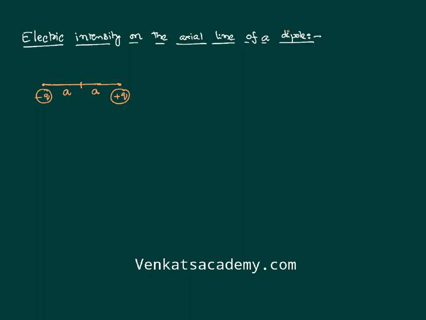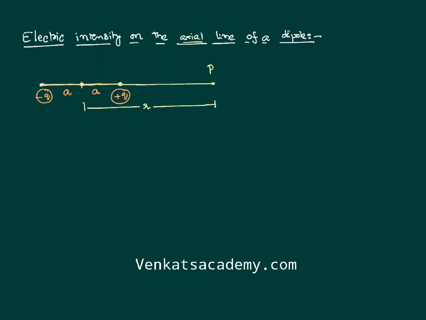Now, I would like to talk about a term called the axial line. The axial line is nothing but a line passing through the charges as well as the center of the dipole. If I draw a line like this, it could be called an axial line. On this axial line, say at a point P, I want to calculate the electric field intensity. Let me call the distance from the center of the dipole to that point R.